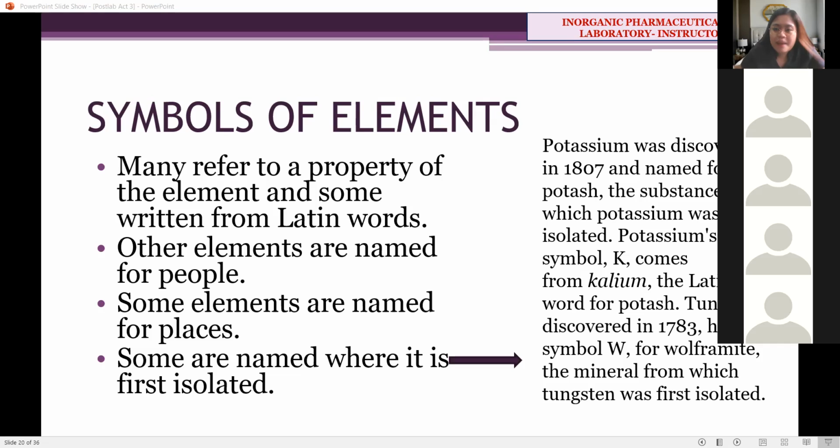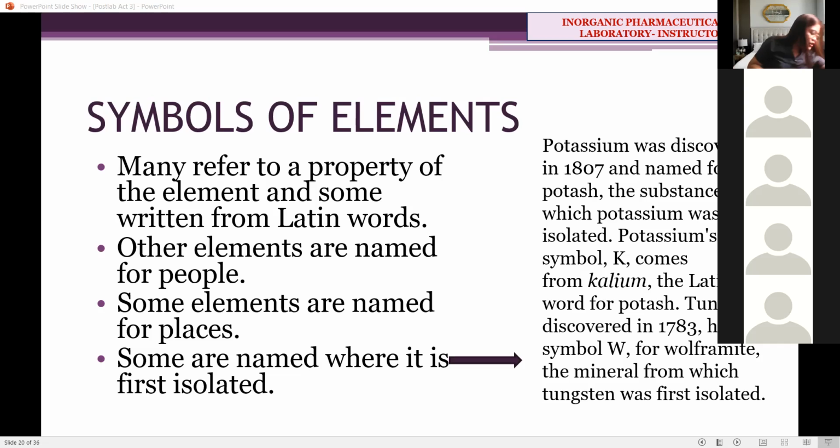And then another example, tungsten. Another element here. Tungsten was discovered in 1783 and its symbol is W. It is a bit unique for tungsten because it has a one-letter symbol and the letter is actually nowhere to be found in its name. But why W? It comes from the word wolframite. It's a mineral, and it is where tungsten was first isolated. So again, wolframite is a mineral, and it is where tungsten was first obtained. That is why the symbol of tungsten is W, from wolframite.